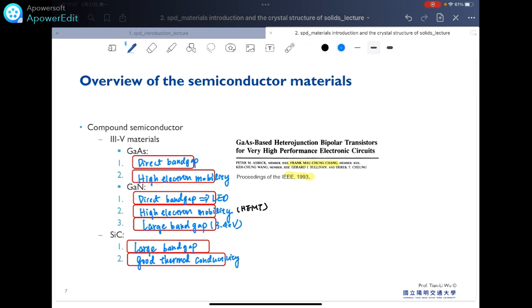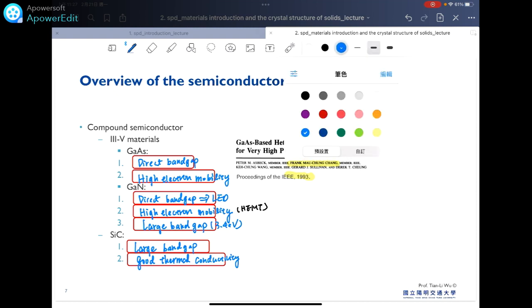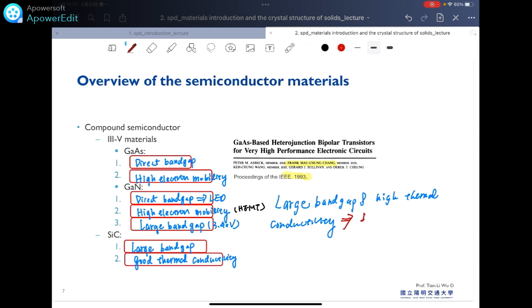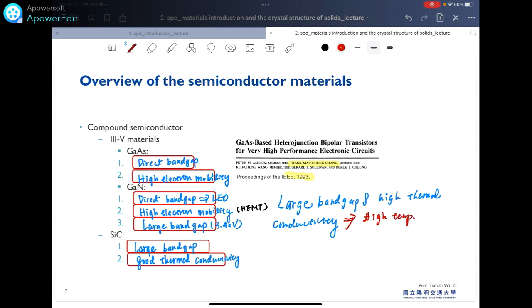So in general, if we consider a large band gap and good thermal conductivity, this implies that if we have a large band gap and high thermal conductivity, this semiconductor material is very suitable for high temperature application. And then now you need to understand what kind of device needs to be used in a high temperature environment and what's the typical operation environment.